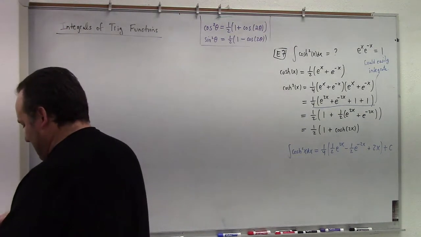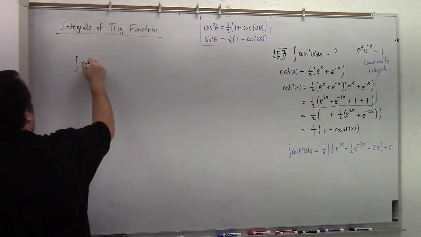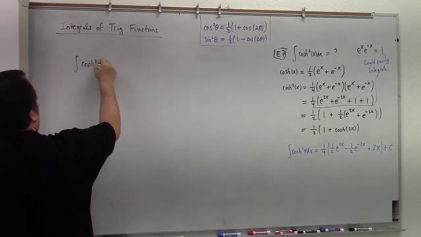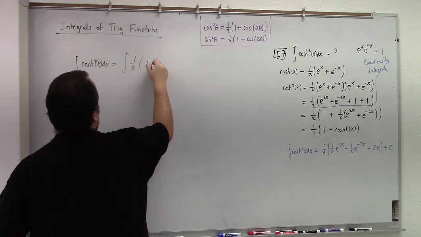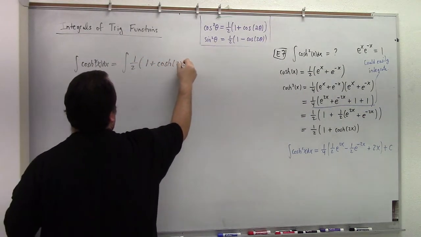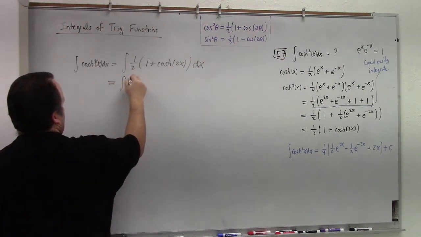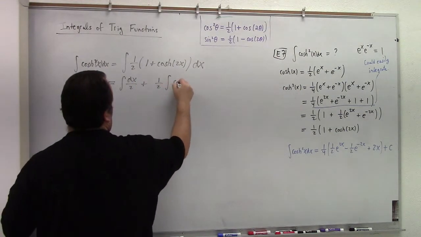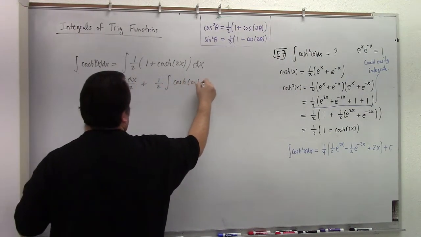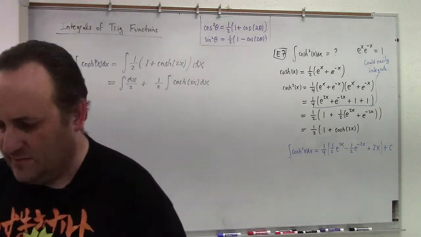It's made me weak. So anyway, the other way you could do this, of course, would be the integral of cosh squared x dx is equal to the integral of 1/2 of 1 plus cosh of 2x dx, right? Which is the integral of dx over 2 plus 1/2 the integral of cosh of 2x dx. And I'm going to stop using this marker because it's kind of worthless.